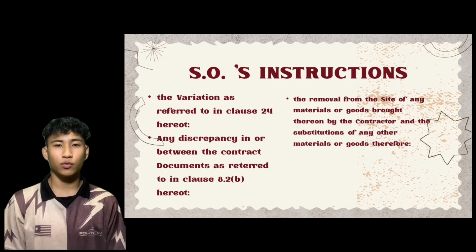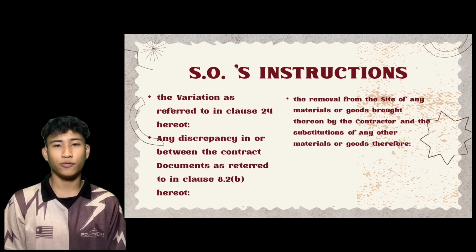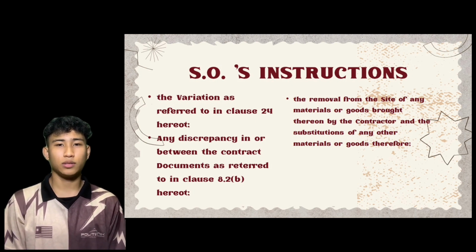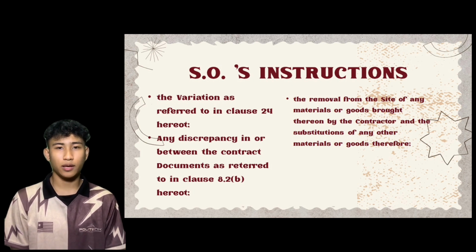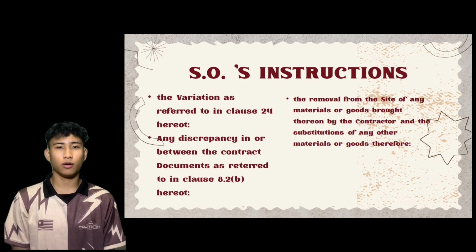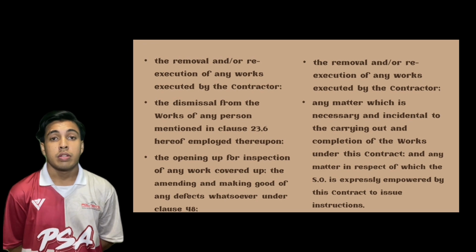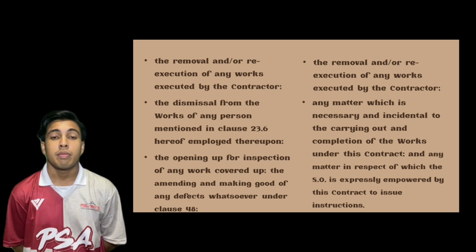Now we move to SO instructions. The variation as referred to in clause 24 hereof. Any discrepancy in or between the contract documents as referred to in clause 8.2b hereof. The removal from the site of any material or goods brought therein by the contractor and the substitution of any other material or goods therefor. The removal and re-execution of any works executed by the contractor.